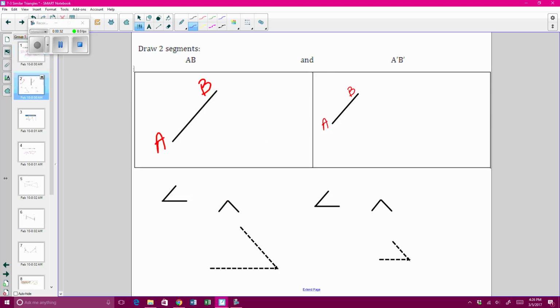So let's say I had 2 segments. I have AB and I have AB prime. Remember, prime, when we did transformations, just means a new segment that is based off of where AB is. So here's AB, and let's just say AB is 2 inches. Let's just pretend. And let's say I cut this one in half, so this would be 1 inch.